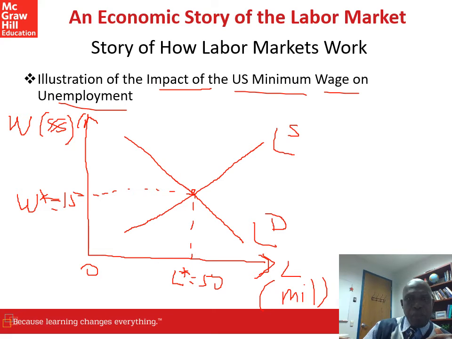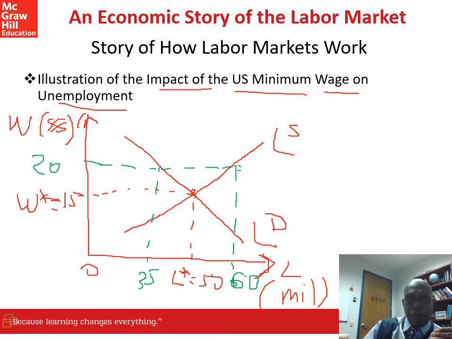So if the government imposes a minimum wage of $20, because workers are expensive now, businesses want to hire fewer workers. So let's say 35 million workers would be hired by businesses. On the other hand, because the wage is higher, more people want to work. Let's say 60 million workers are willing to work.